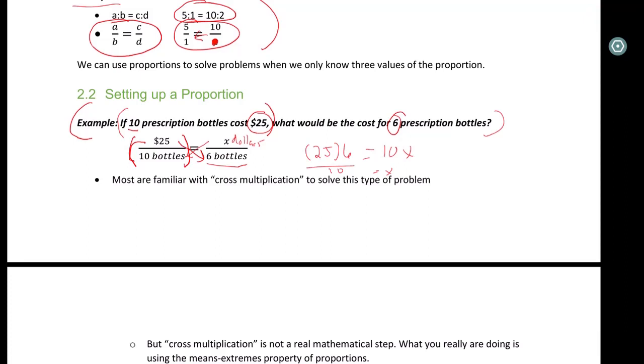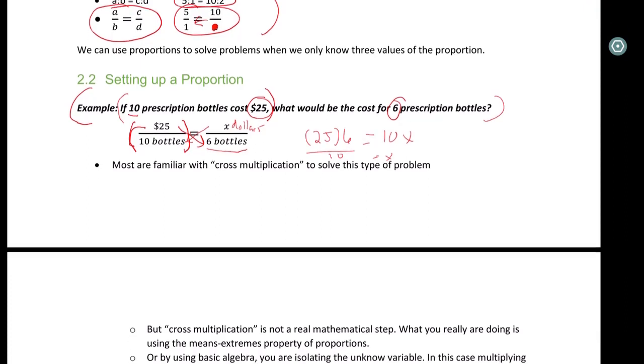Now, that is fine to do, but there's two things to be familiar with. One is there is no such thing as cross multiplication. That was a cheat thing that we learned. What we're really doing is multiplying, if I can erase this here. So what's really happening to solve this is that we are multiplying this side of the equation by 6 bottles, right? And we're multiplying this side of the equation by 6 bottles.